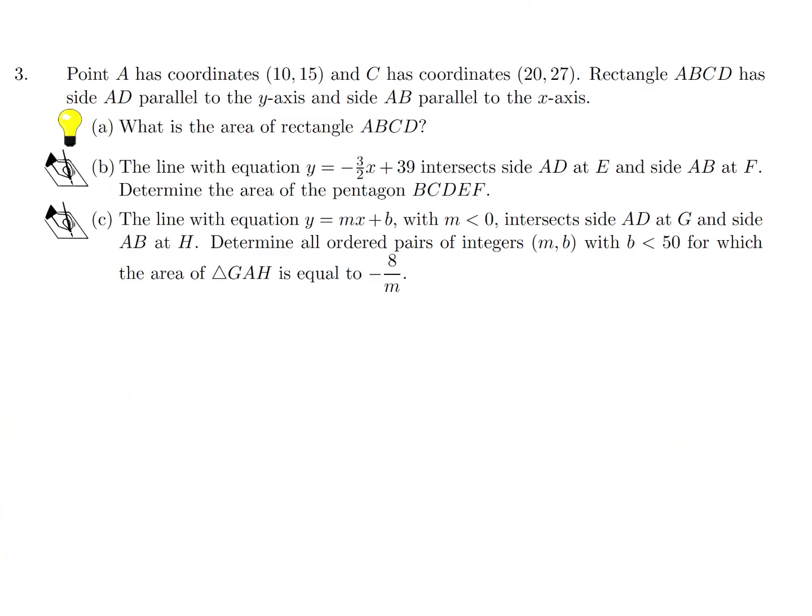Point A has coordinates 10, 15, and C has coordinates 20, 27. Rectangle ABCD has side AD parallel to the y-axis and side AB parallel to the x-axis. What is the area of ABCD?